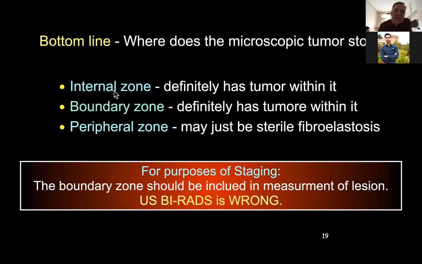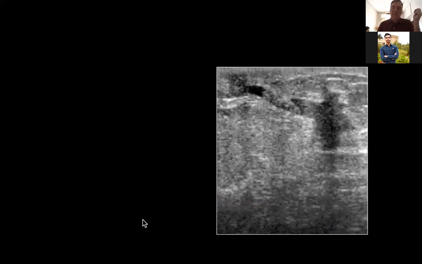Again, internal zone definitely has tumor within it. Boundary zone almost always has tumor within it. And peripheral zone may just be sterile fibroelastosis. So for purposes of staging, you should include the thick echogenic rim or the boundary zone in the measurement of the lesion in terms of maximum diameter.